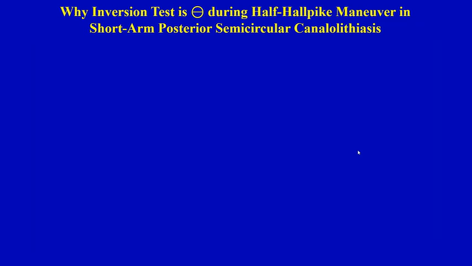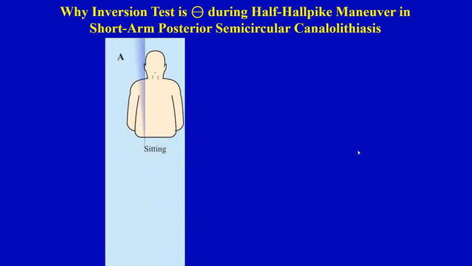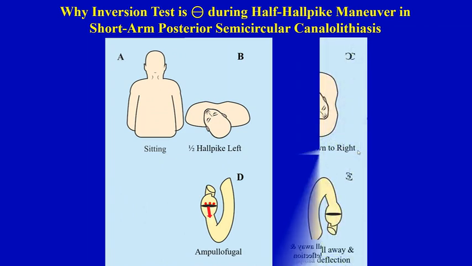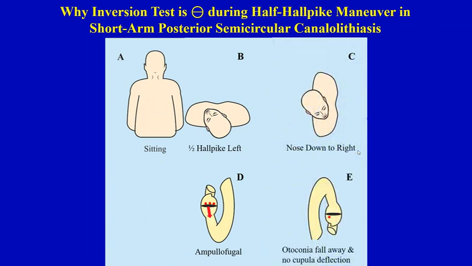Why the inversion test is negative in half Dix-Hallpike manner in short arm posterior semicircular canalolithiasis is shown here again. Long sitting position, left half Dix-Hallpike position, you see a left torsional upbeating positional nystagmus for more than a minute. And during the inversion position, that is right lateral recumbent with nose down, the otoconia fall away and there is no cupular deflection and therefore the inversion test is negative.